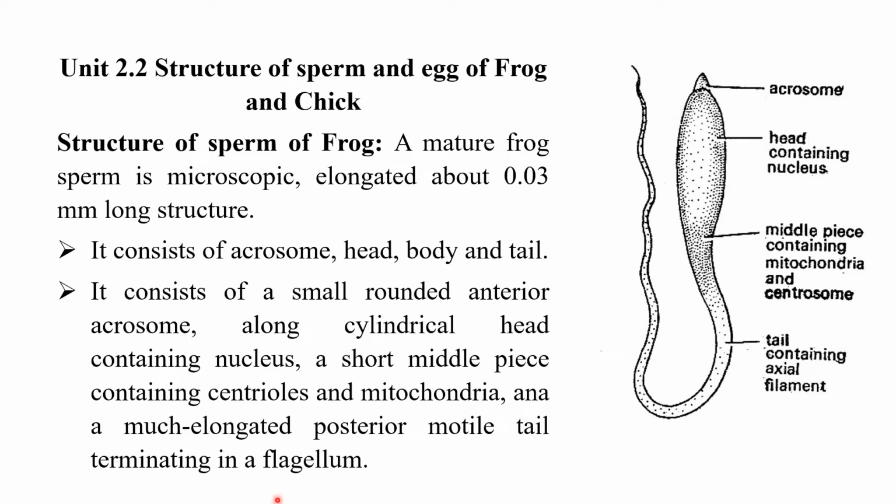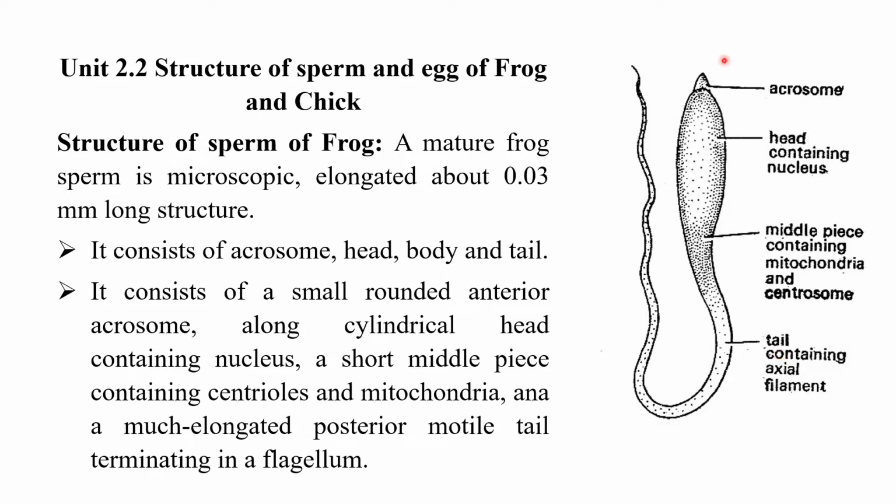A mature frog sperm is microscopic and elongated, about 0.03 millimeter in length. So this is how the frog spermatozoa looks under microscope. As usual, like the other spermatozoa, the frog spermatozoa is also composed of an acrosome, head, body, and the tail.